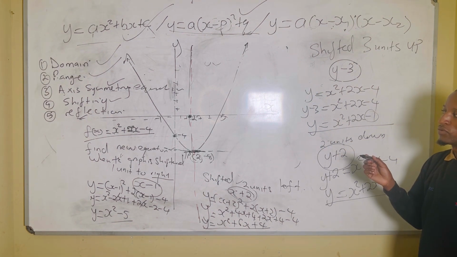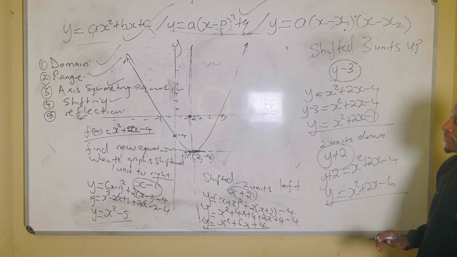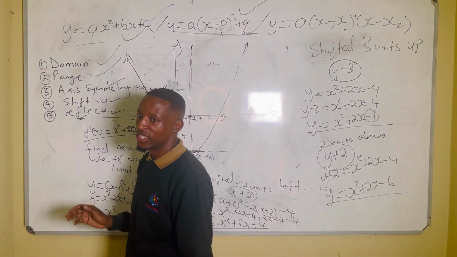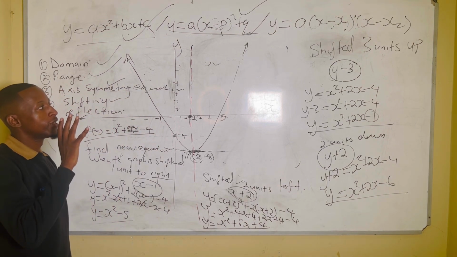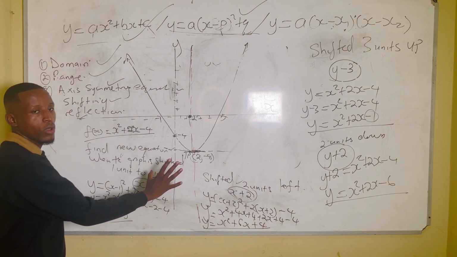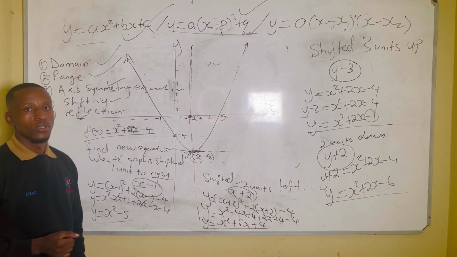From negative 4 to negative 6. This will be your new equation. So basically, this is how you do the shifting of the graph. So you must apply it in all graphs, even on the exponential. They ask you about the new equation when the graph is shifted. You apply the same concept.